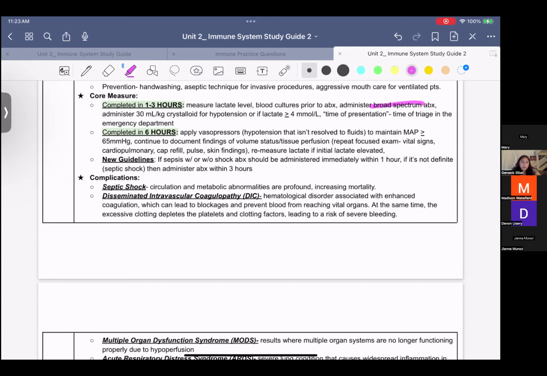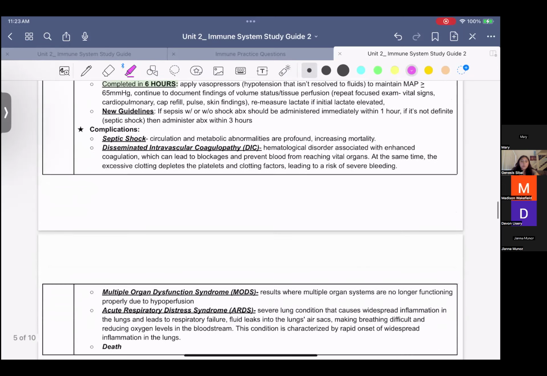And then we're going to continue to document those findings of volume status and tissue perfusion, right? So we're going to keep looking at their vital signs. If their blood pressure is still low, how is their heart rate looking? Their skin findings, are they still warm? Are they cold? Those pulses, cap refill, how's the perfusion looking? And then we're going to measure that lactic level again after everything's done.